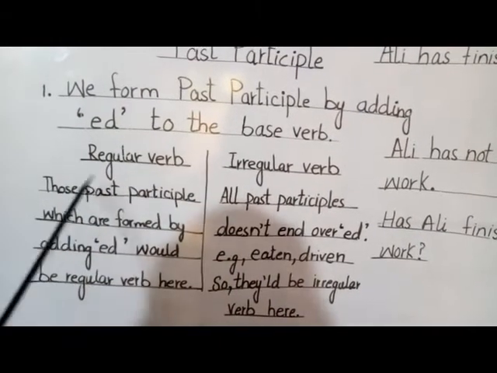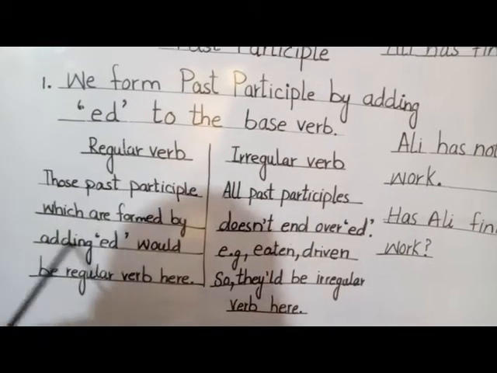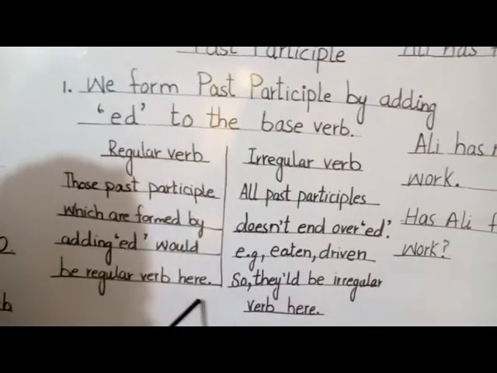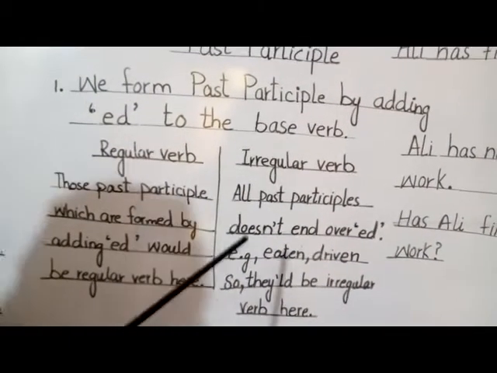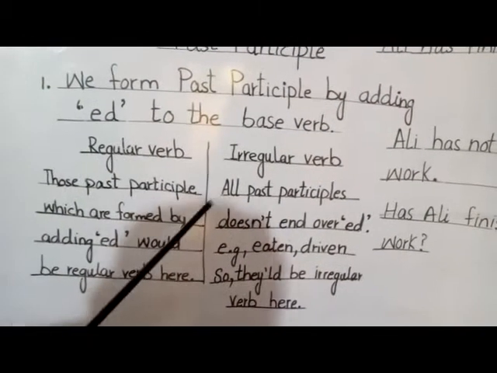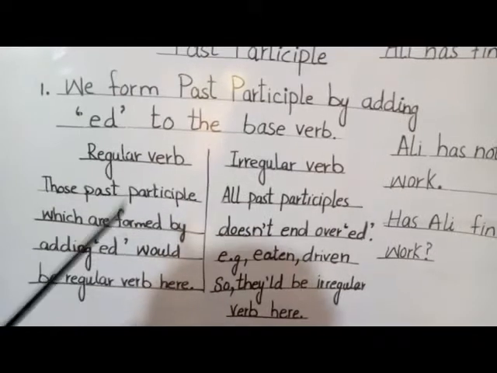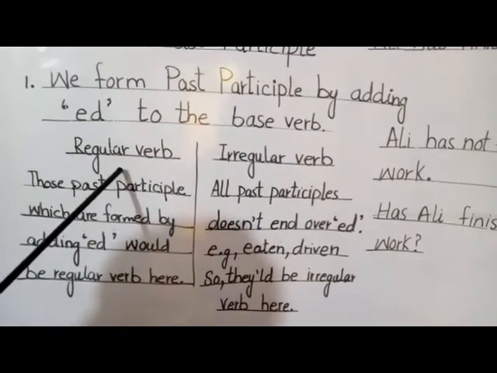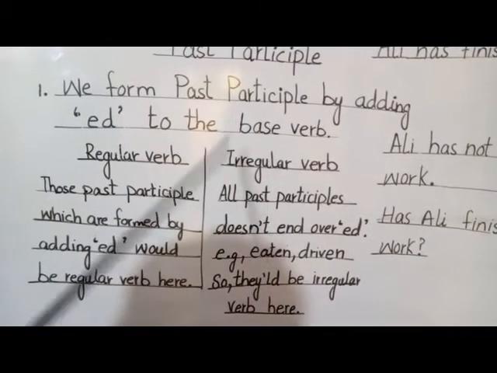So those past participles which are formed by adding ed would be regular verbs. For example, I say cook. Its past participle, if we add ed to cook, would be cooked. So it would be a regular verb. So what is an irregular verb?